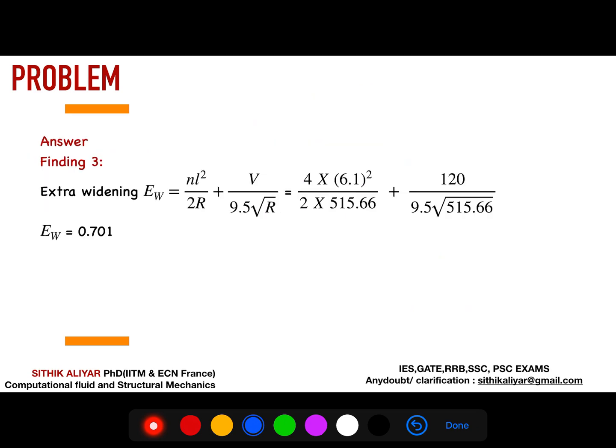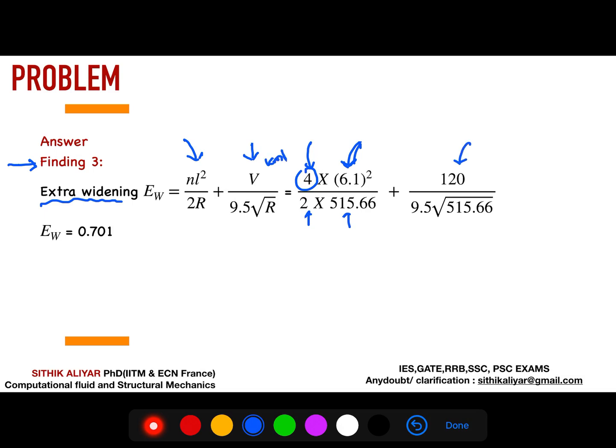Okay, so the third question they asked is to find the extra widening. If you remember the extra widening formula: N L square by 2R plus V by 9.5 root R, where N is the number of lanes. In this question they have given 4 as the number of lanes. In most of the questions, if they don't give it, the IRC suggested value for the length of the wheelbase is 6.1 meter, so you should memorize this number. So 6.1 whole square divided by 2 into the radius we know, 515, plus this formula, V is in kilometer per hour.